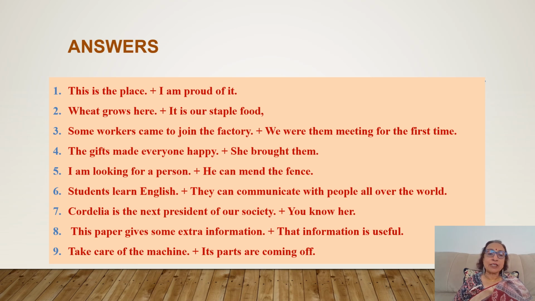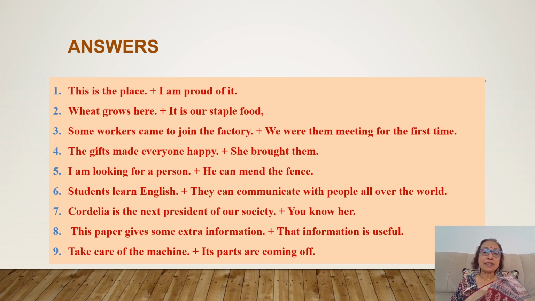So we have to put which next to it and say, this is the place which I'm proud of. It is cut off, which is added, but not in the same place. It is added next to place. Wheat grows here, plus it is our staple food. Now we change the order. The order of the sentences changes. The second sentence is inserted into the first sentence because it, which is the subject of the second sentence, refers to wheat. Now, we have to put which next to it.